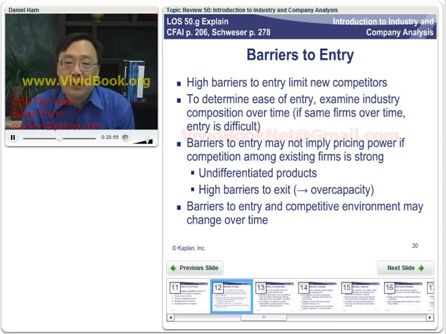So barriers to entry, we talked about many of the pieces already. High barriers to entry limit new competitors. If you're in the existing industry, you like to see high barriers, especially if you're very profitable.